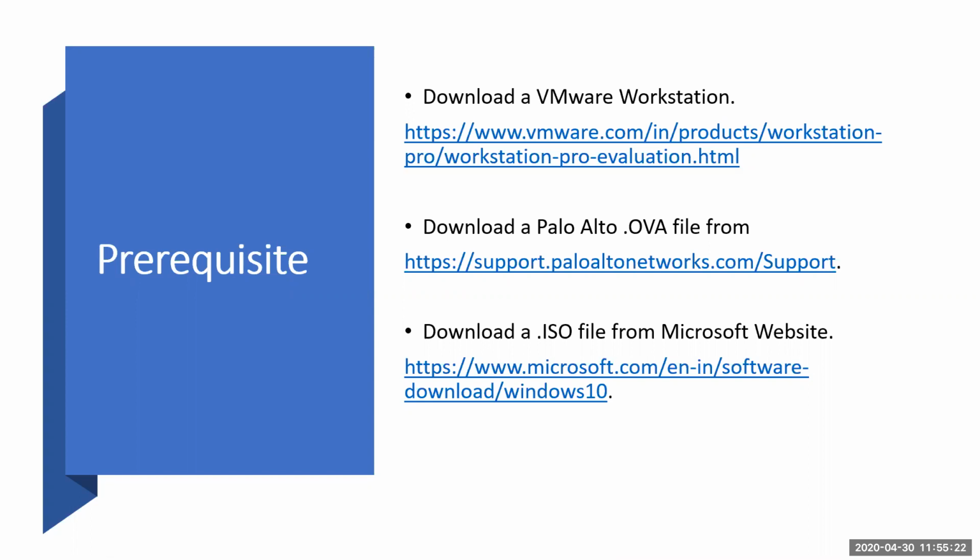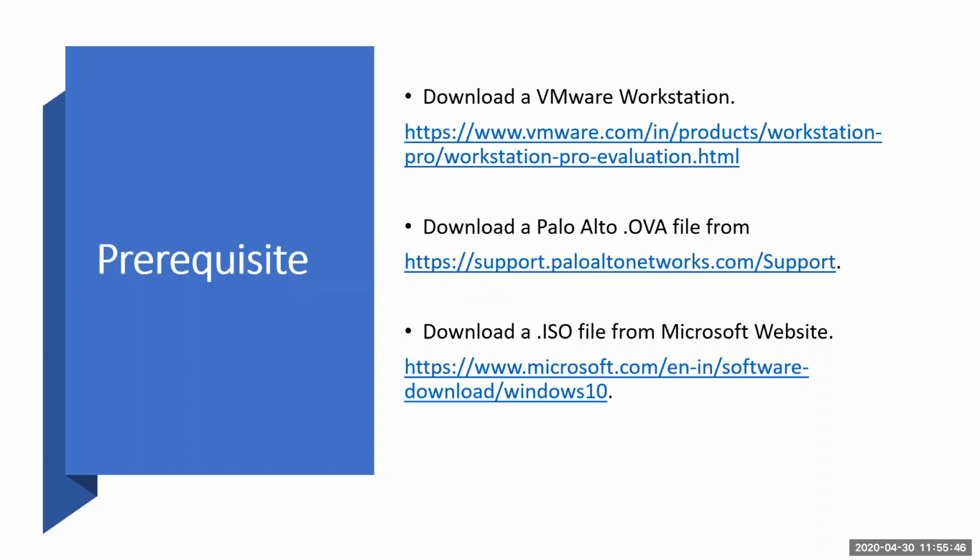Next, we need a Palo Alto OVA file, which you can download from the Palo Alto customer support portal, where you can log in and create your account if you don't have one. Otherwise, if you already have an account or a corporate account of your organization, then you can download the software from there. The OVA file, you can download any version there, to do our lab.